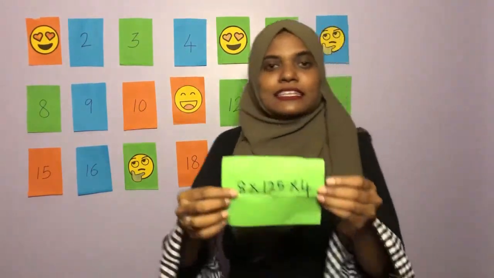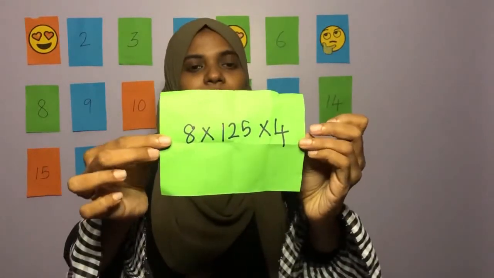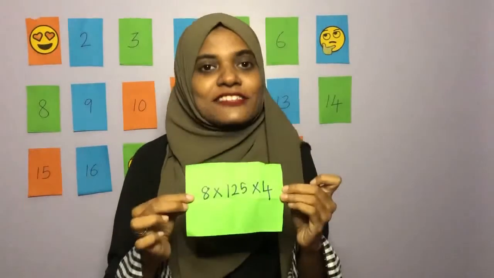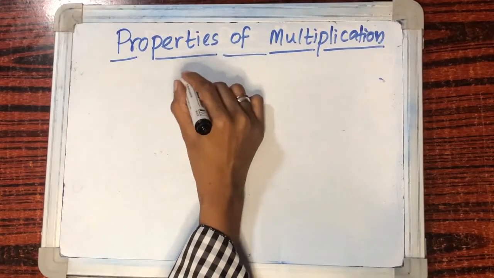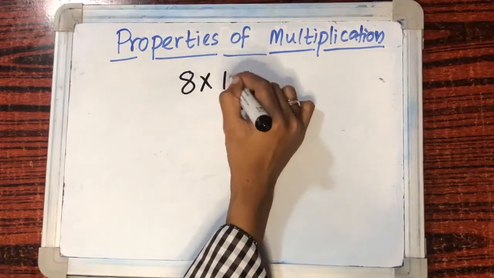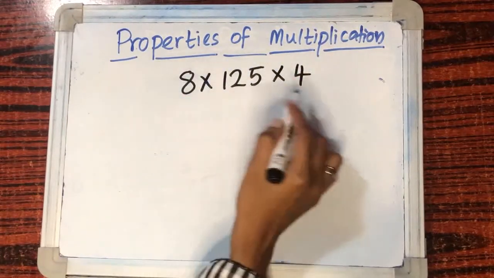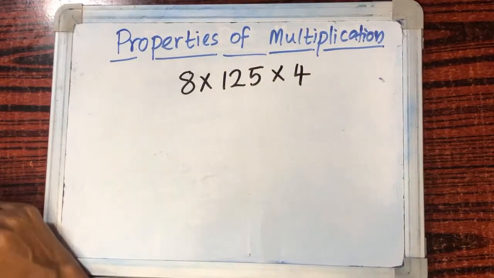We have to answer a properties of multiplication question. So let's take one from here. This is the question: 8 times 125 times 4. Let's find out the answer. This time the question is 8 times 125 times 4. I need to solve this question using properties of multiplication.